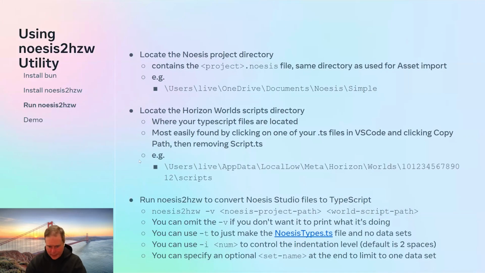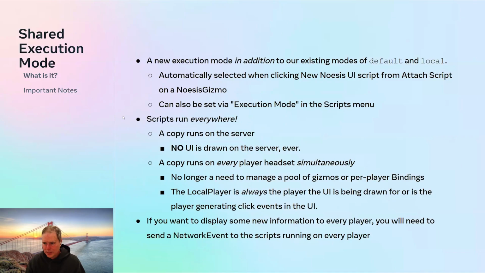So, and again, this is how you run the tool: Noesis to Horizon World -v, Noesis path, world script path. You can omit the -v. You can use -t if you only want the types and not the data sets. You can change the indentation level on what it generates. There's a bunch of other tools. I'm going to talk quickly about execution mode. The execution mode, as I mentioned, is that there's a new execution mode called shared, and it's in addition to our existing default and local modes.